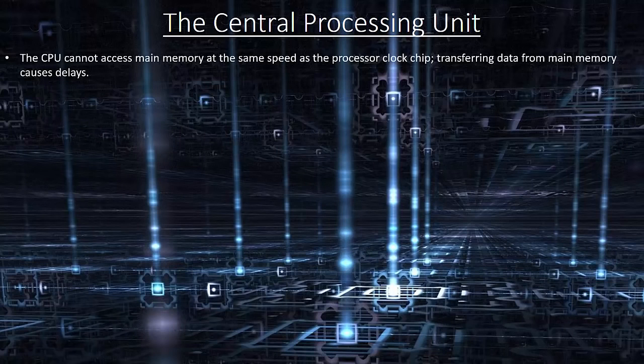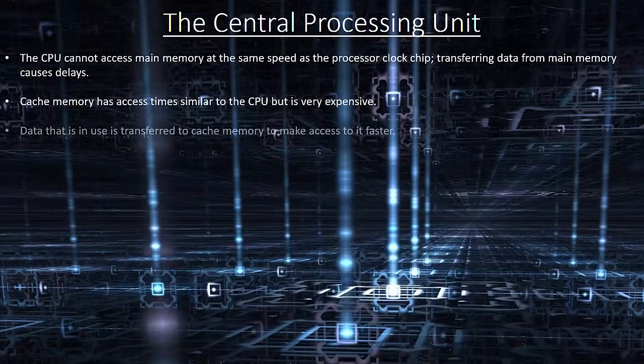The CPU cannot access main memory at the same speed as the processor clock chip. Transferring data from main memory causes delays. Cache memory has access times similar to the CPU, but is very expensive. Data that is in use is transferred to cache memory to make access to it faster.